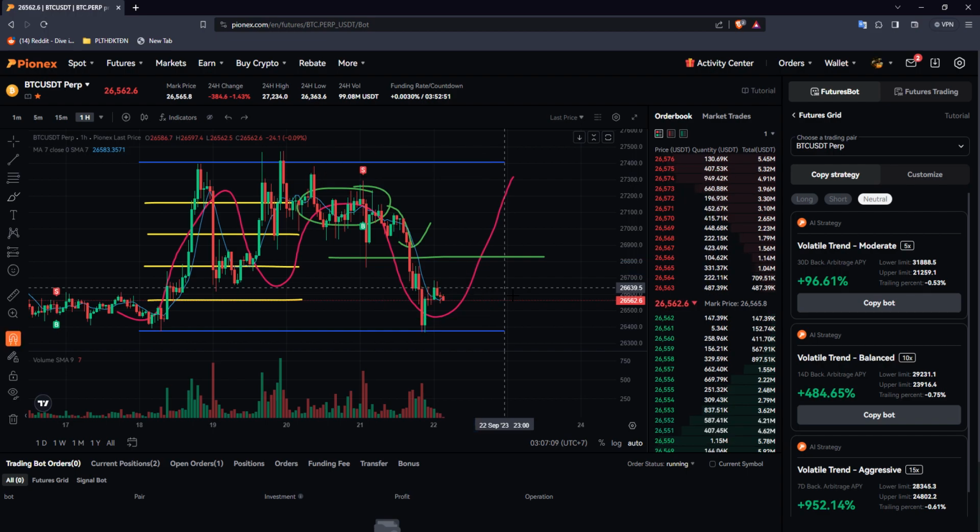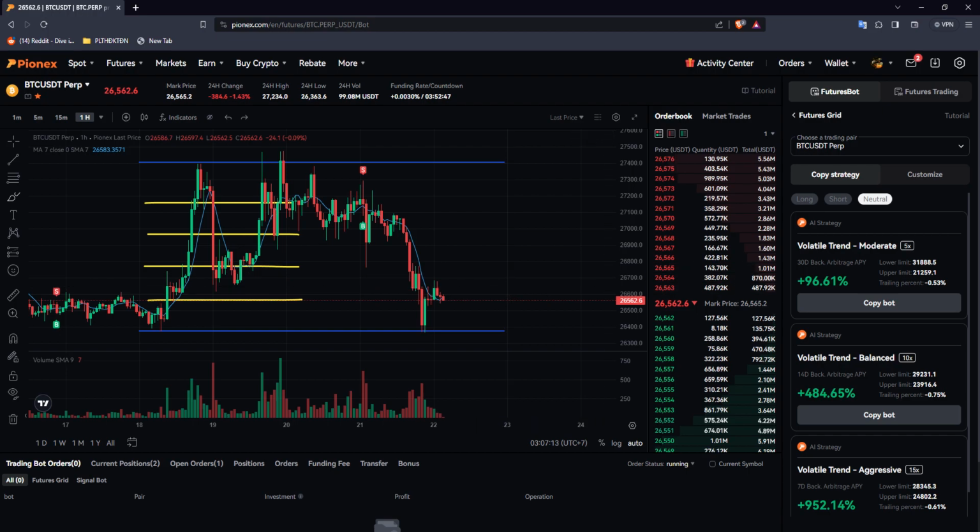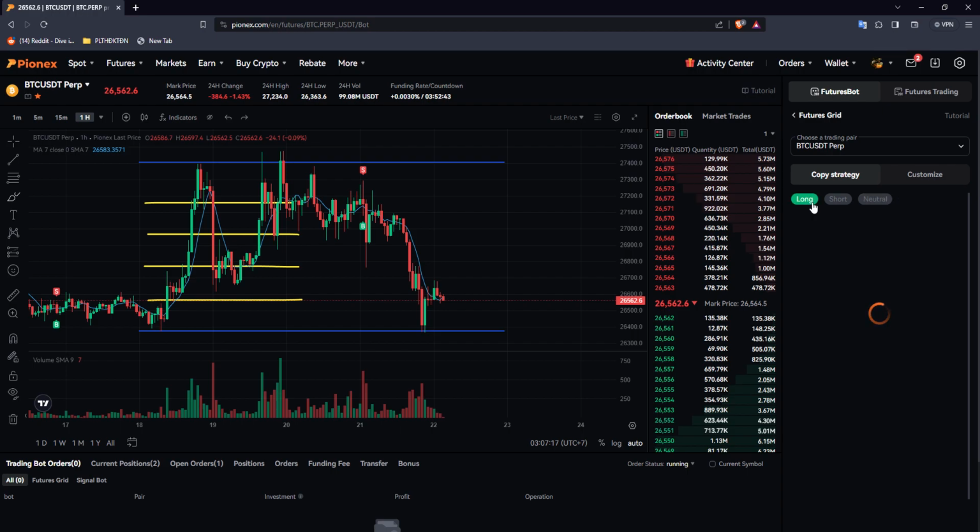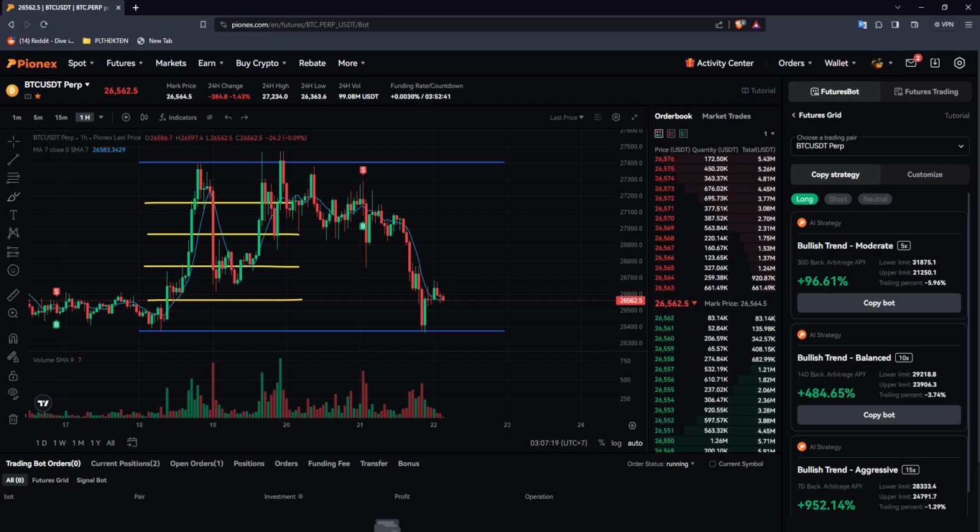So that's how the neutral futures grid bot works. And now let's look at some of the copy strategy. With the copy strategy, these are pre-made strategies by our AI strategy, right? It is based on the backtested data.